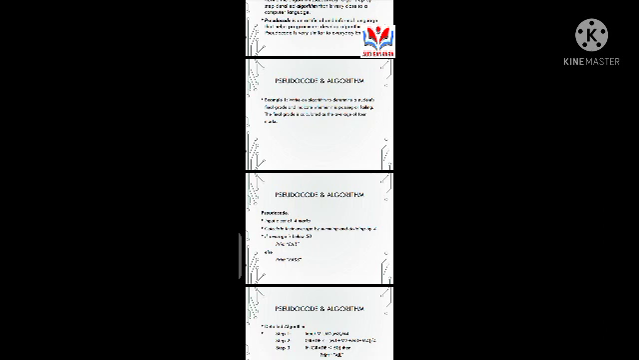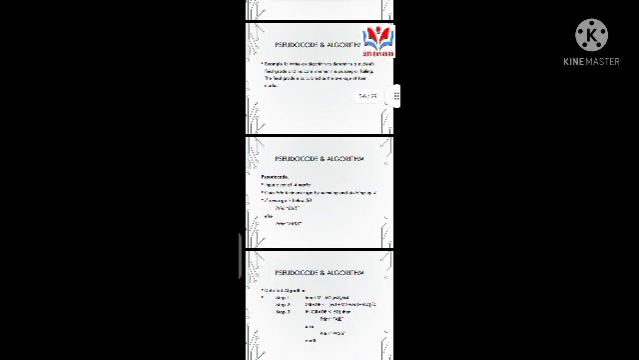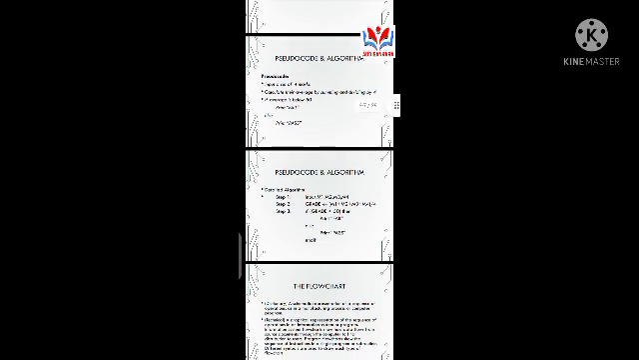Write an algorithm to determine a student's final grade and indicate whether it is passing or failing. The final grade is calculated as the average of 4 marks. Pseudocode: input a set of 4 marks, calculate their average by summing and dividing by 4. If average is below 50, print fail, else print pass.